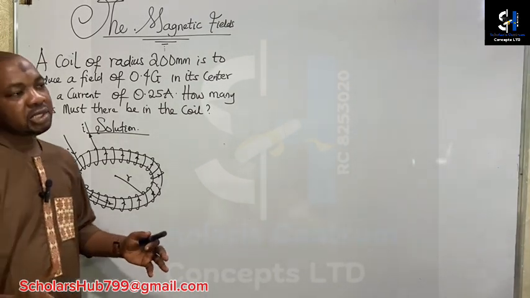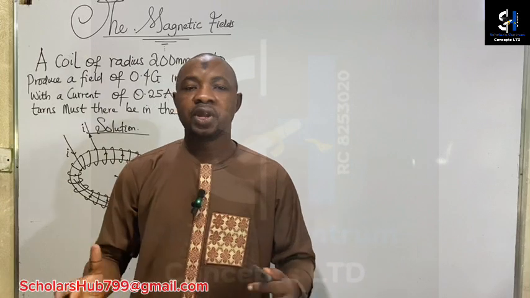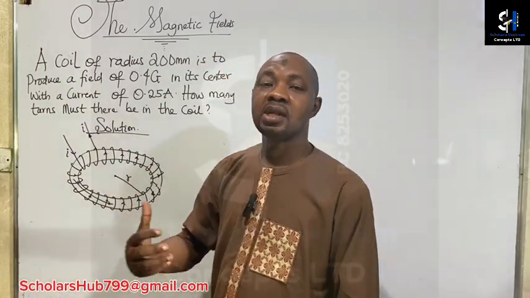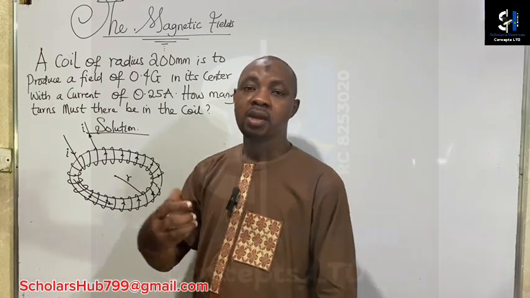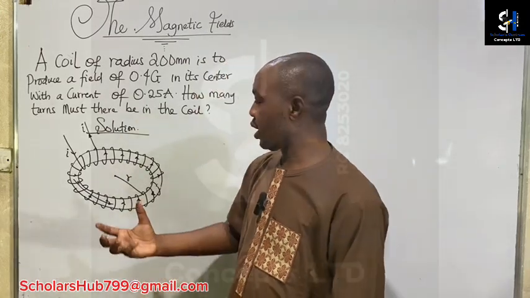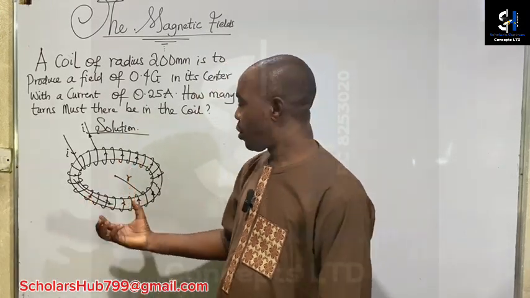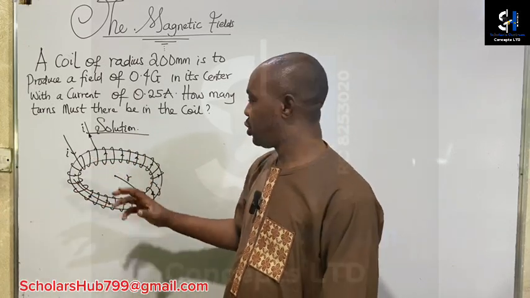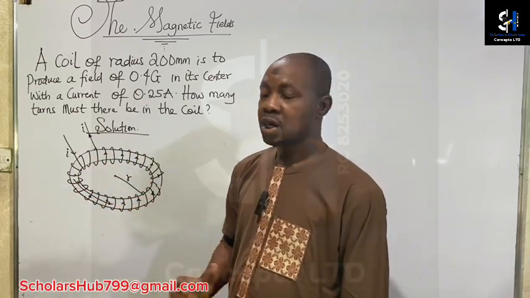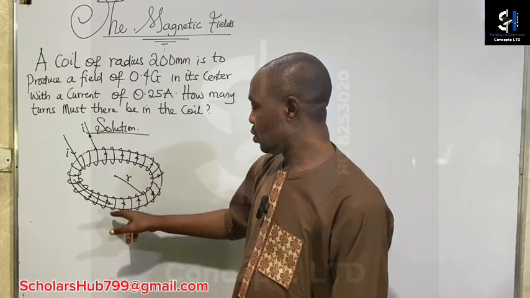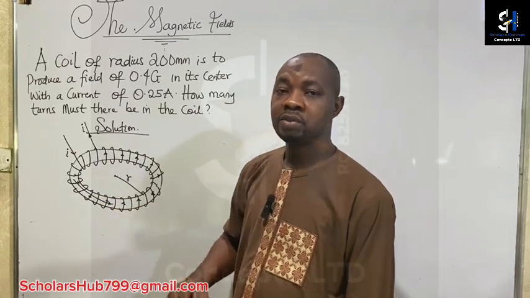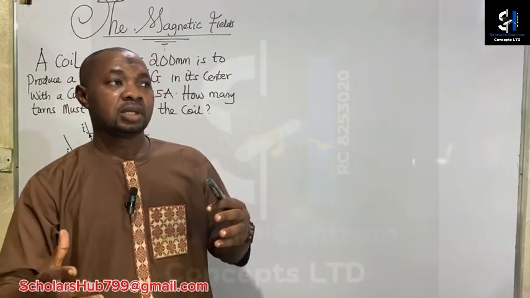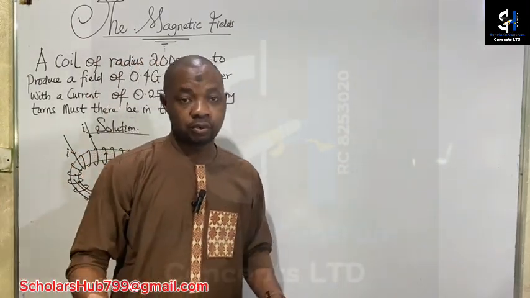Like I said, when current flows through a circular coil, the magnetic lines of induction, also known as magnetic field lines of force, will come out from the center of the coil and form concentric circles around the coil, just like what we have here. We have concentric circles, just like the case of the right hand grip rule.